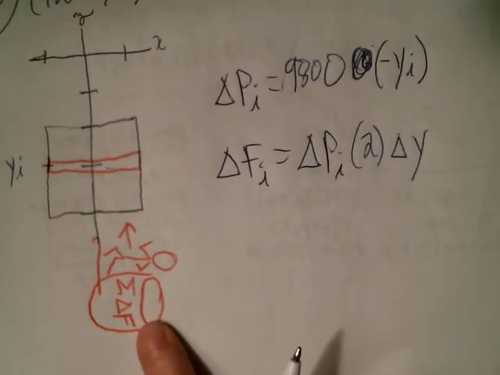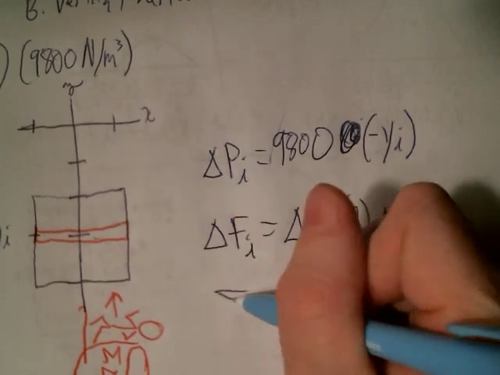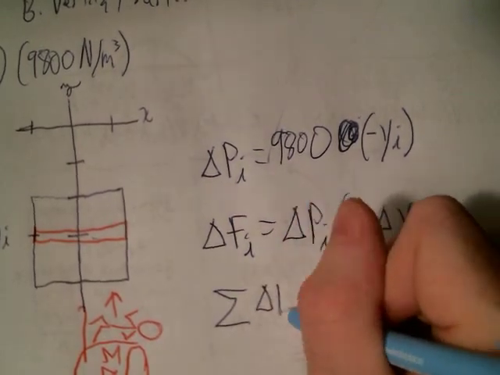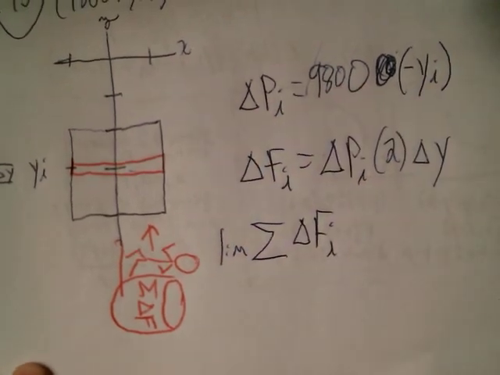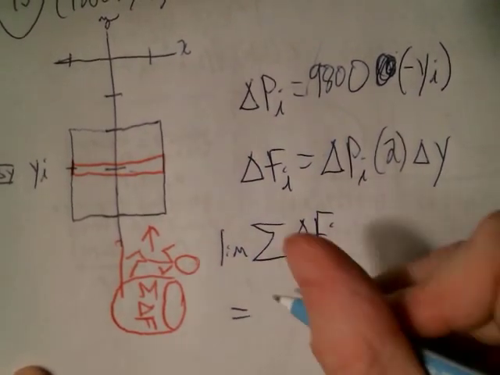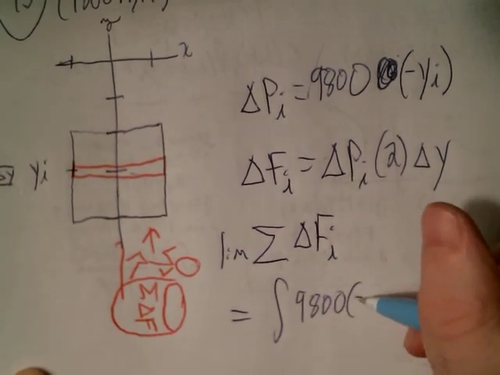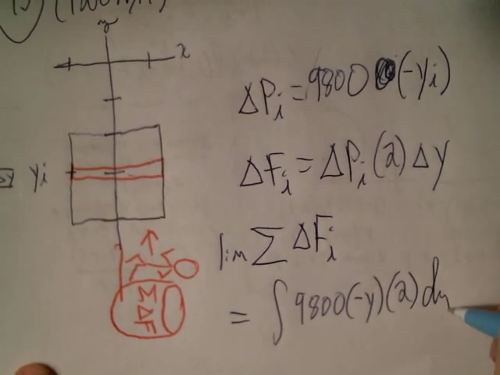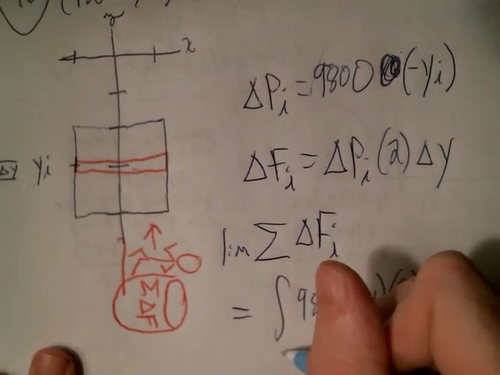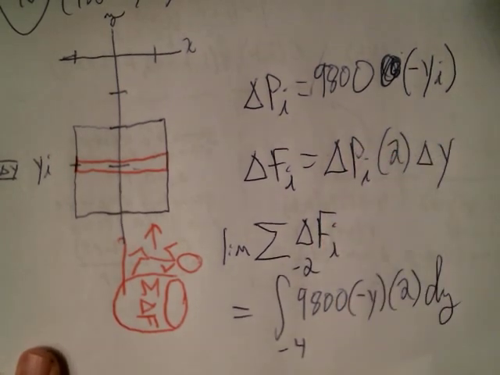And then we need the running man collecting those objects. That's just the sum of these force increments. Then we take the limit to get our integral, so that'll equal the integral of 9,800 times negative y times 2 times dy, going from -4 to -2.